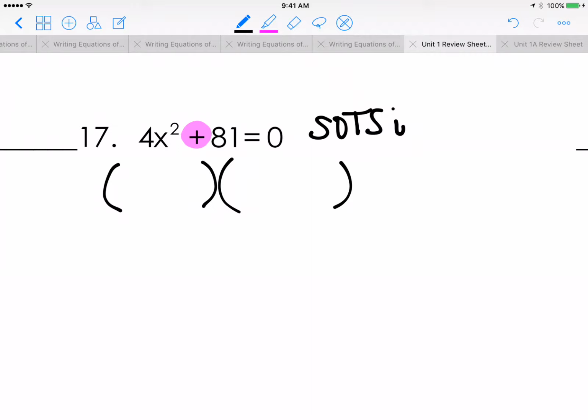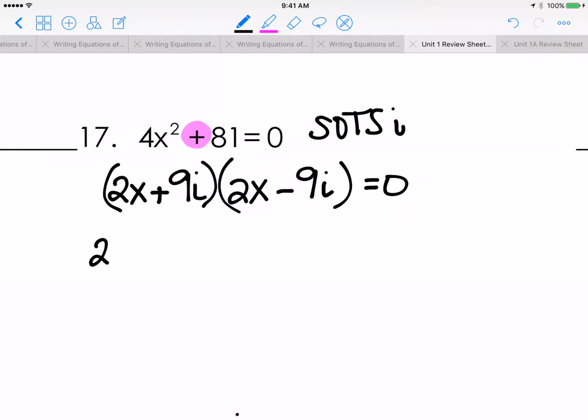So then we think, okay, what's the square root of 4x squared? And hopefully you would say 2x. And the square root of 81 would be 9. Remember, sots I, so don't forget your i's, and one's got to be positive, one's got to be negative. So now you set each one of these equal to 0.